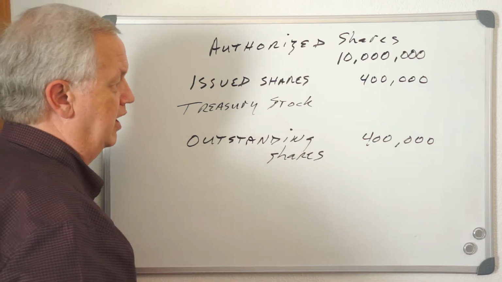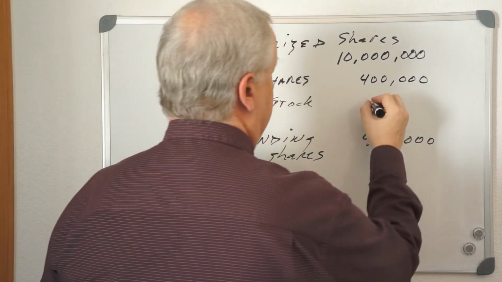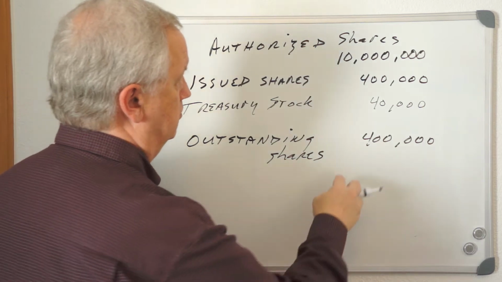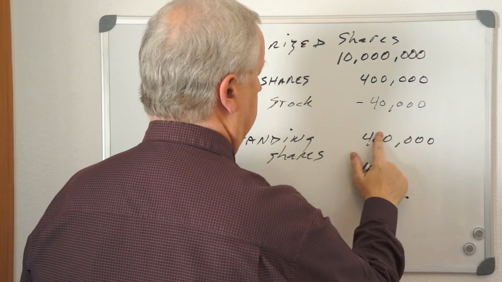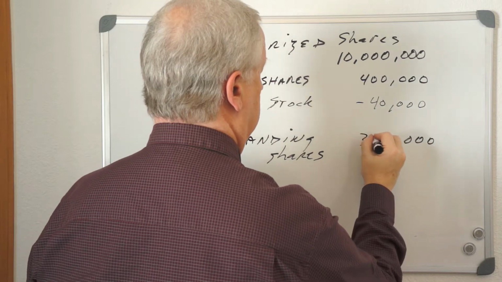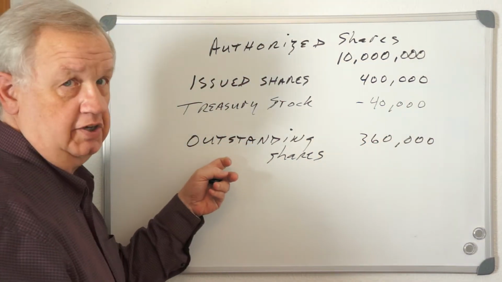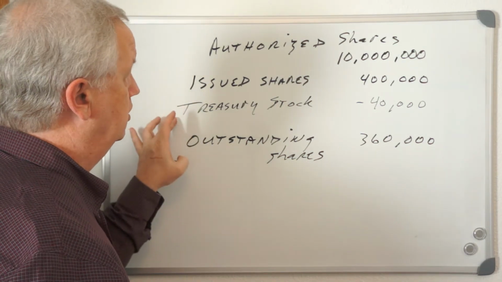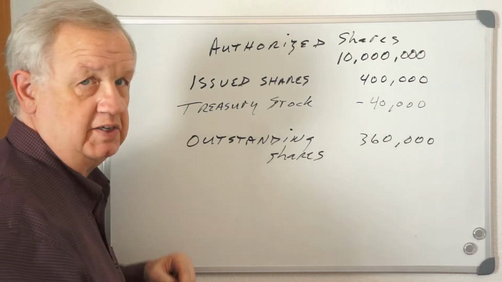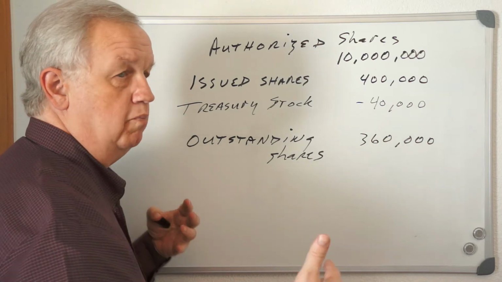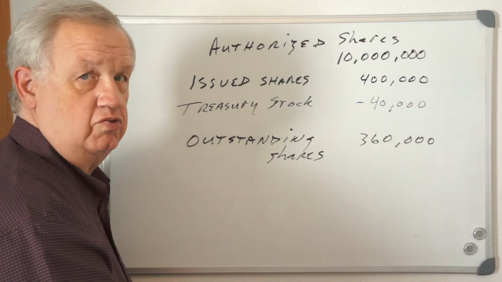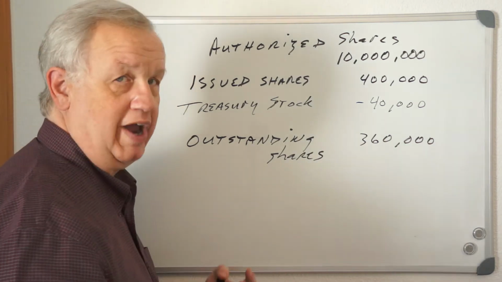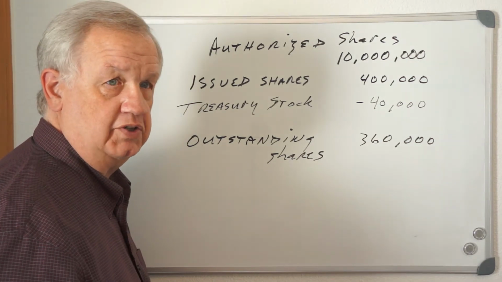And let's say they wanted to buy back, they wanted to give up 40,000 shares that they had from these two employees that left. Well, we subtract that now from issued, and now we got 360,000 outstanding shares by the owners. They don't count the treasury stock once it's issued as part of the outstanding if the company buys it back. Now, why would a bigger company buy back their stock?